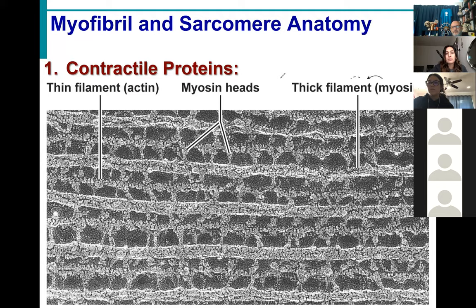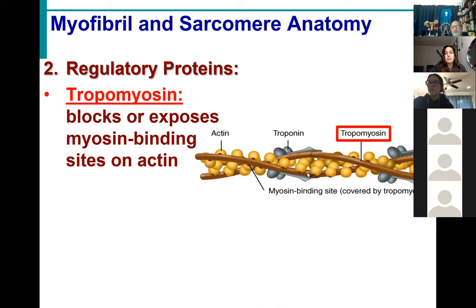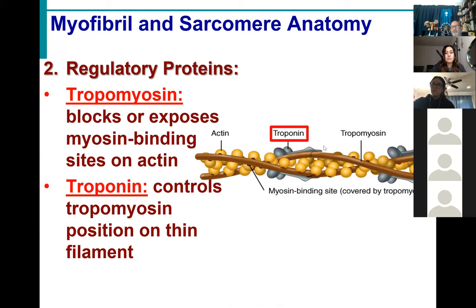Now, here we see those two regulatory proteins. Again, the tropomyosin, which is the long thread-like one that blocks the binding site. And the troponin, the handle that is going to change its shape to move that regulatory protein out of the way. And remind me again what makes it change its shape? Calcium, there you go, excellent.